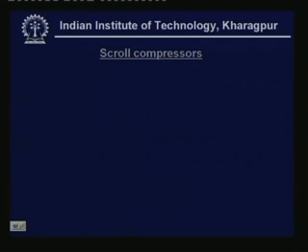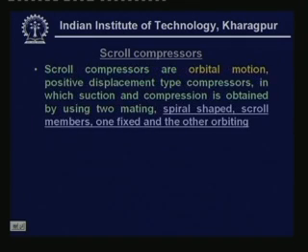Now, let us look at another very important type of positive displacement type of compressor. This is known as scroll compressor. Scroll compressor is sometimes called an orbital compressor. Let me describe the working principle.